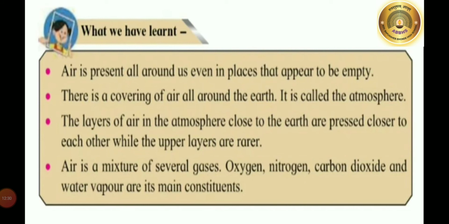Let's revise some points again. Air is present all around us, even in places that appear to be empty. Correct? There is a covering of air all around the earth. It is called the atmosphere. The layers of air in the atmosphere close to the earth are pressed closer to each other, while the upper layers are rarer. Air is a mixture of several gases. Oxygen, nitrogen, carbon dioxide, and water vapor are its main constituents.